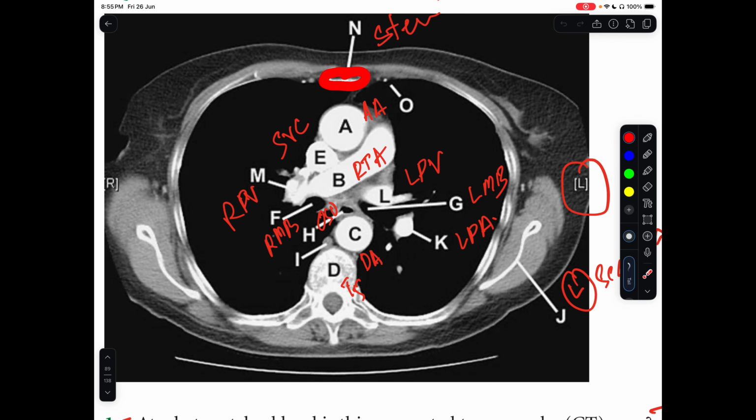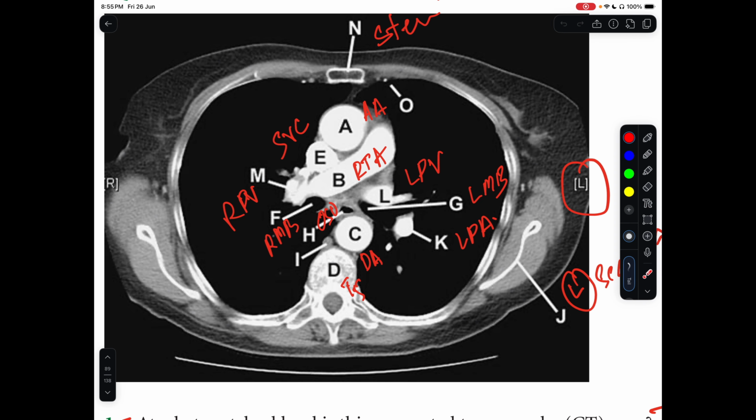This is the sternum. This is the left side. So if this is left, then it has to be the left pulmonary artery. This is the left side, and this is the right side. Here this artery is going like this. Aorta is arising from here. Pulmonary trunk is like this. It's going there. Then E is supposed to be the superior vena cava. So superior and inferior vena cava is here, going down.